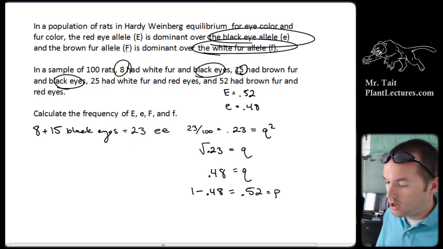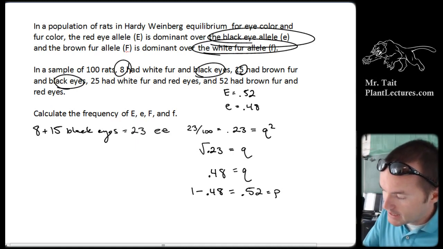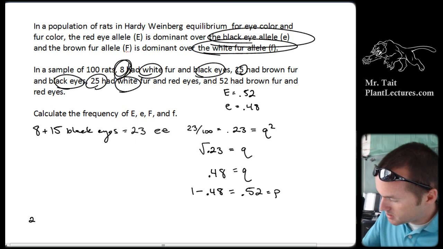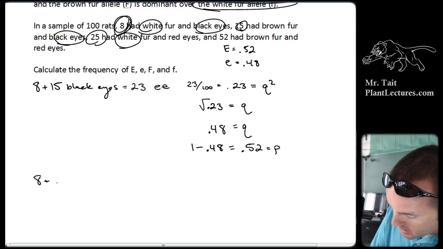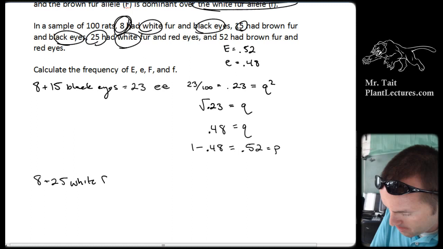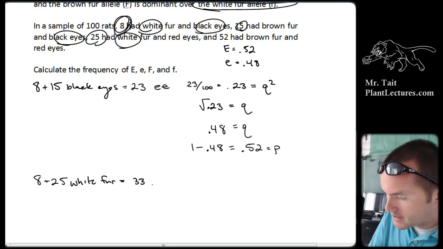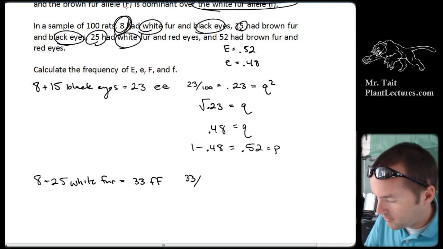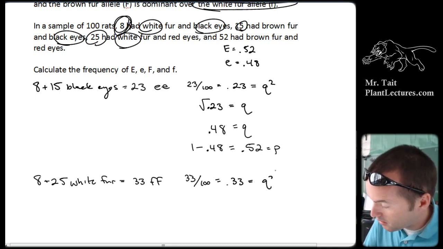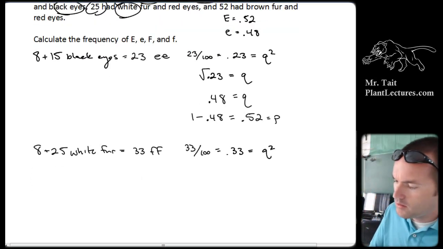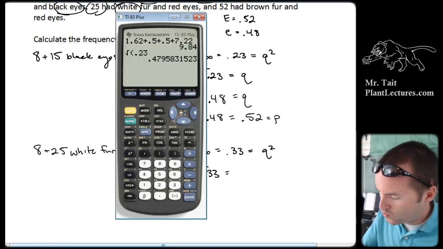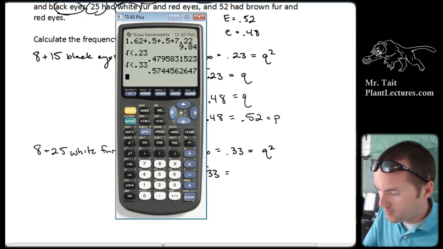Right? Now, I just need to know for white fur. So it says that 8 of them have white fur and 25 of them have white fur. So that's 8 plus 25 equals, and that was for white fur, 33, and that's going to be little f. So I take 33 divided by 100 equals 0.33, which is equal to q squared. Then I take the square root of 0.33 to get q. So square root of 0.33 is 0.57.